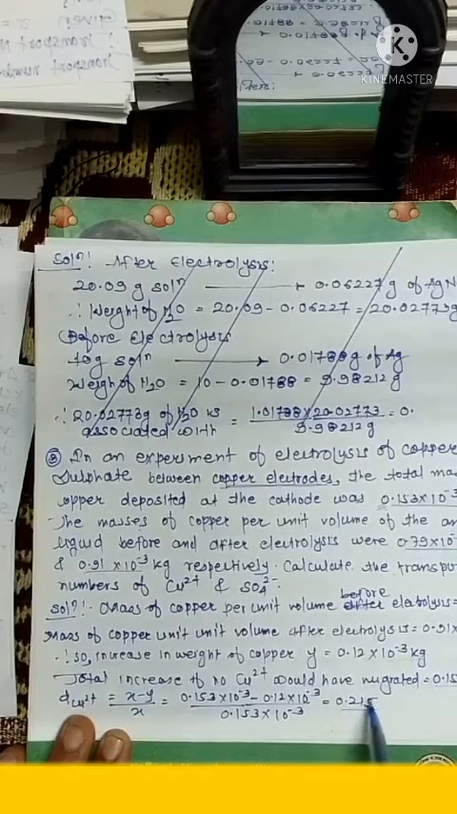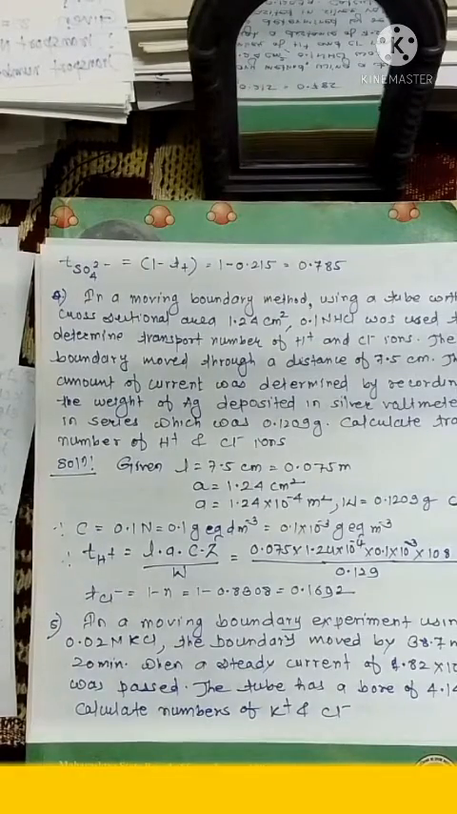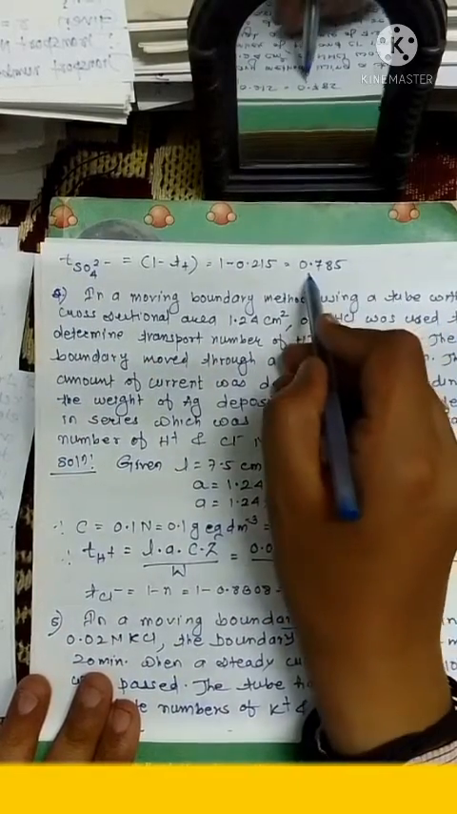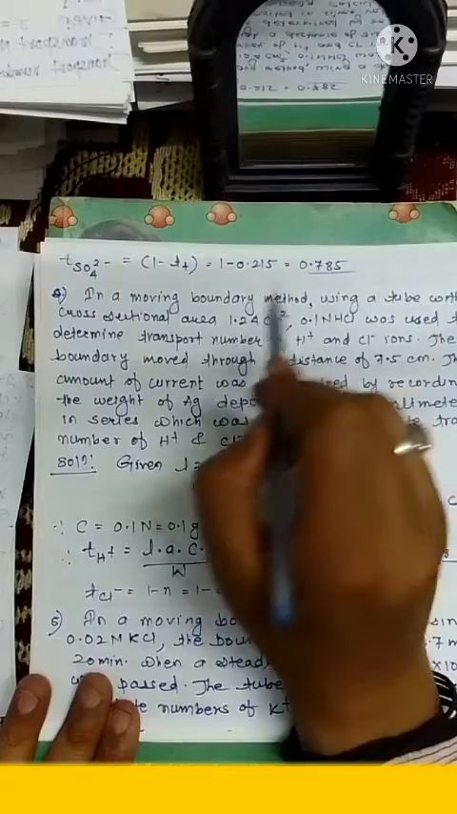Subtract this 0.215 from 1, we get the transport number of the anion, that is sulfate. So it comes to 0.785.